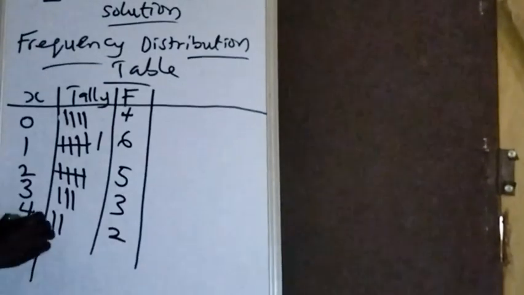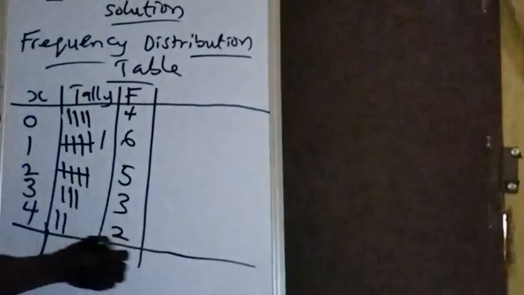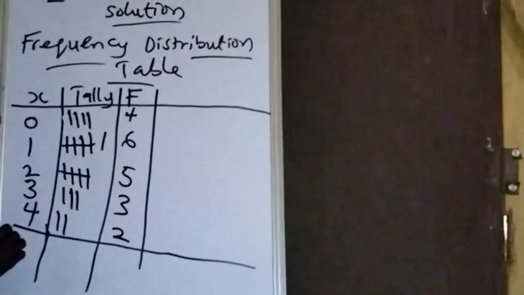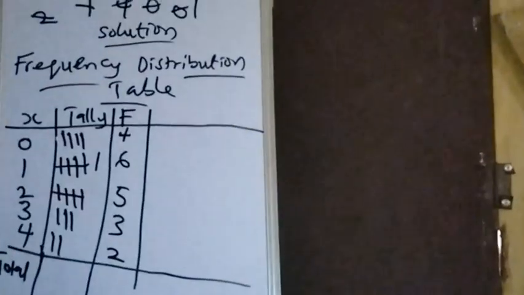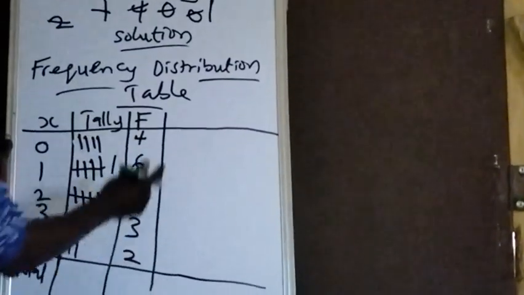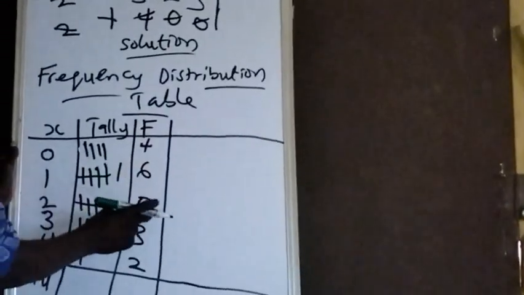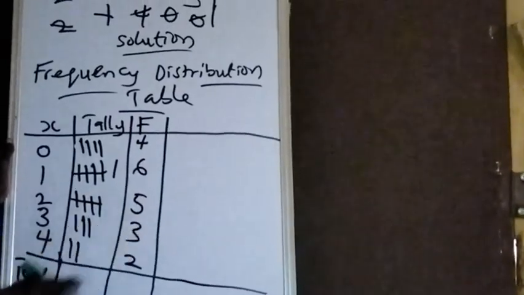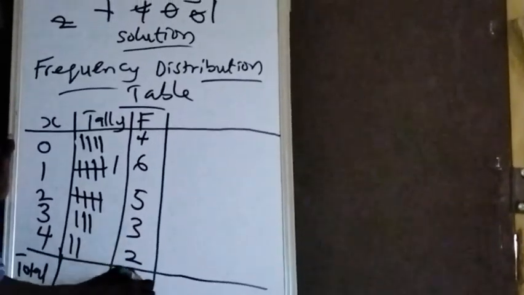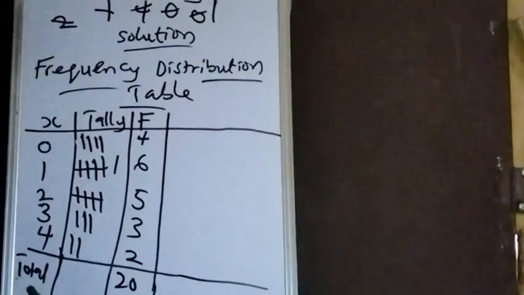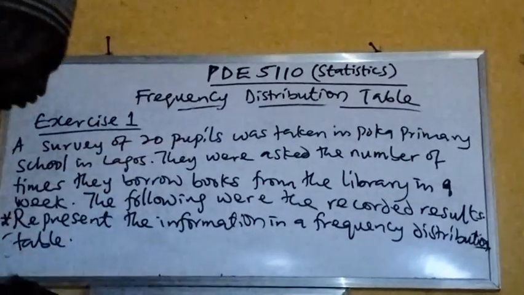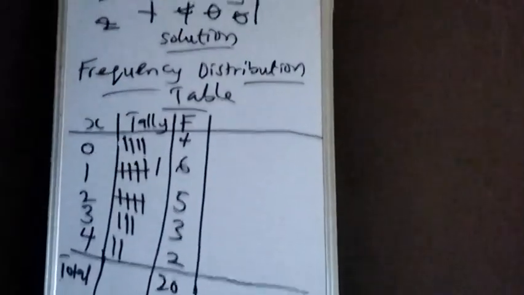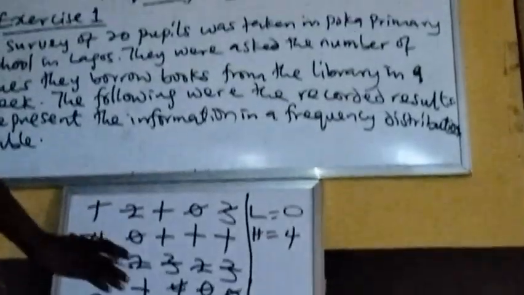Then at the end of it all, we have what is called total. So now add all these frequencies together. 4 plus 6, 10, plus 5, 15, plus 3, 18, plus 2, we have 20. So this is exactly what we have in the question. We have 20 pupils in the class. So this denotes the occurrence of the 20 students. So we are done with the question.